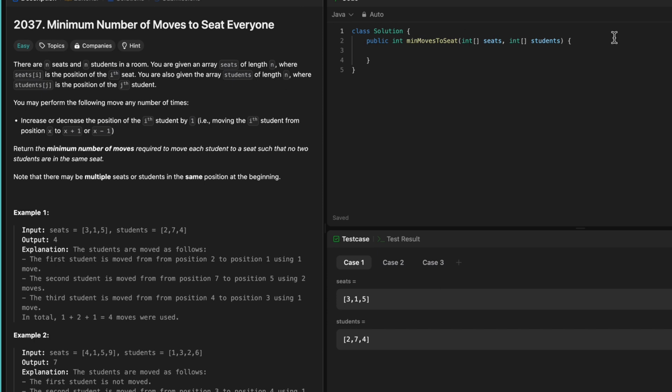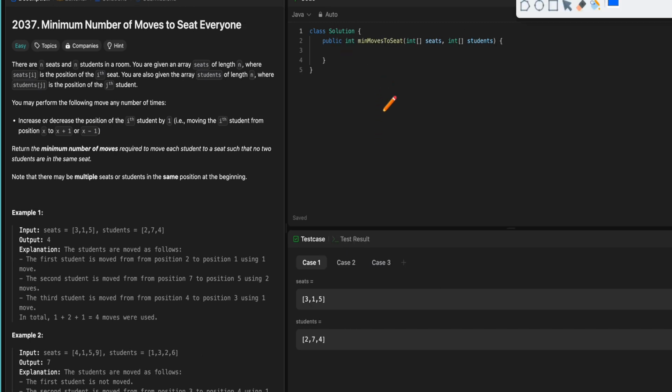Now let's try to understand the example. So in a room, we have the seats like this. For example, we have a seat at position 3, we have a seat at position 1, right? We have a seat at position 5. Then we also have in the same room students, right? So one student is at position 2, the second student is at position 7, which will be after 5 somewhere, and the third student is at position 4, somewhere here.